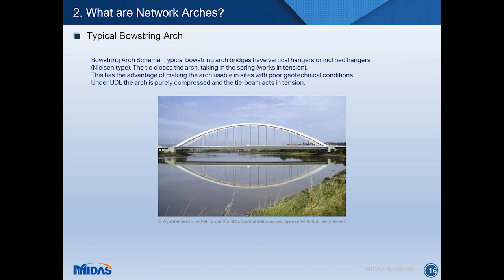what is the definition of a network arch and how it is different from a bowstring arch. So the typical bowstring arch scheme is shown here in a picture. It can have vertical hangers, like in this case. The hangers can also be inclined when we have a Nielsen type bowstring arch. And under UDL, what happens is that the arch is in pure compression. The springing force is taken by the tie beam, which acts in tension. So we're not sending the thrust to the soil, to the foundations, but we're actually taking it into the tie.